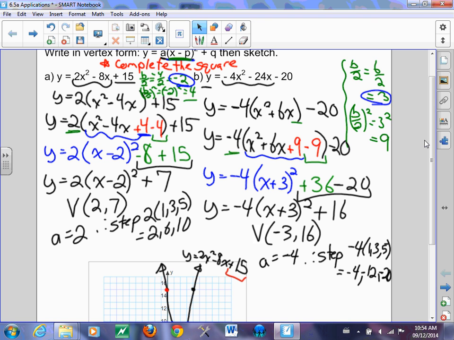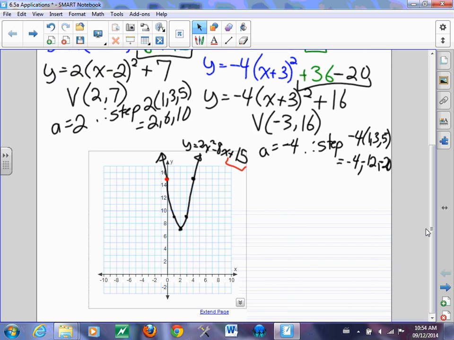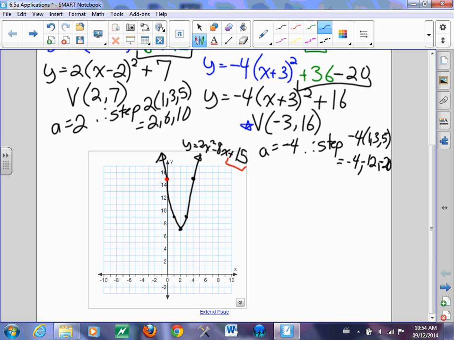Okay, we probably won't be able to get all those steps on, we'll be able to get a couple. All right, so let's plot this, folks. So we need to, I'll change colors. I'll do this one in blue. Okay, so for our vertex, it's going to be at negative 3 and 16, which is right up. Oh, sorry, one more up. Let me fix that. Okay, so negative 3 and 16. Let me make sure I got it.